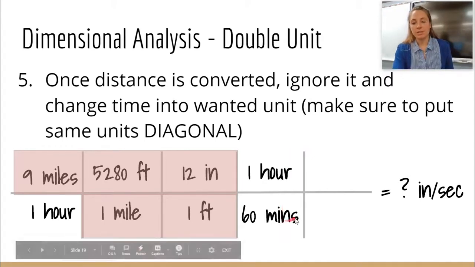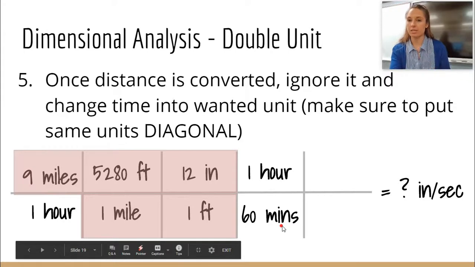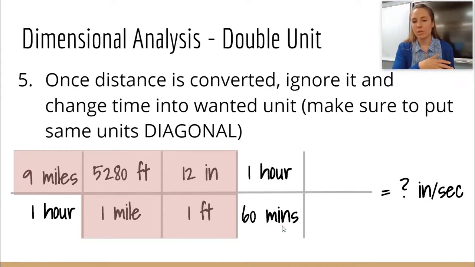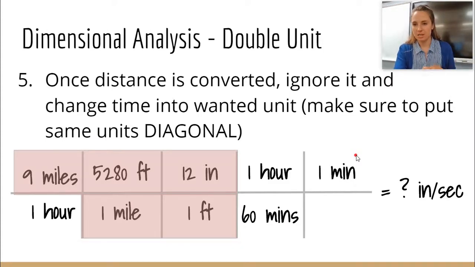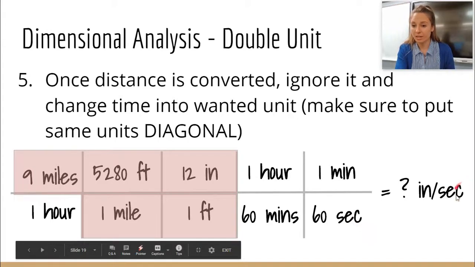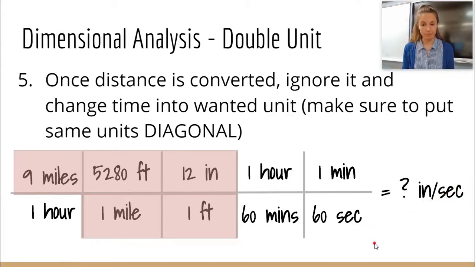Okay. And then since I have minutes down, I know that there are 60 seconds in 1 minute. So I'm going to put that 1 minute portion of the conversion factor diagonal. So I need to put the 1 minute up, and then I'll put the 60-second part of that conversion factor underneath. Okay. So now that we have this in seconds, that's what we wanted to get the time unit into, so we can stop there.